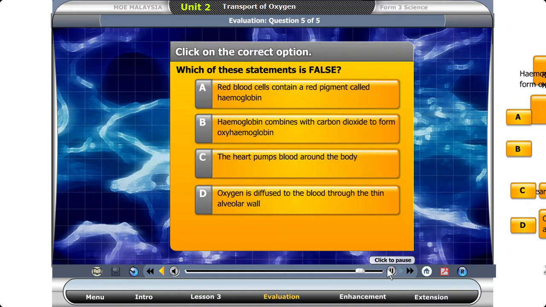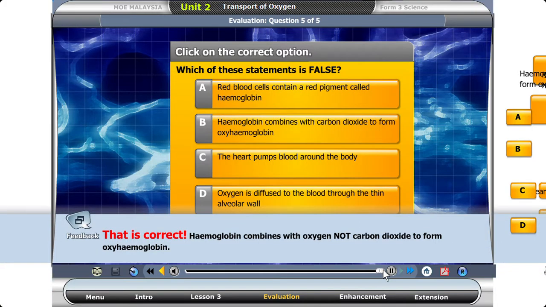Click on the correct option. Which of these statements is false? That is correct. Hemoglobin combines with oxygen, not carbon dioxide, to form oxyhemoglobin.